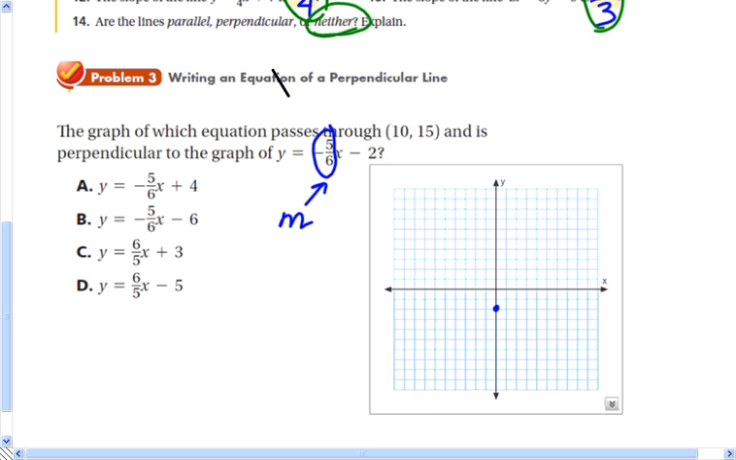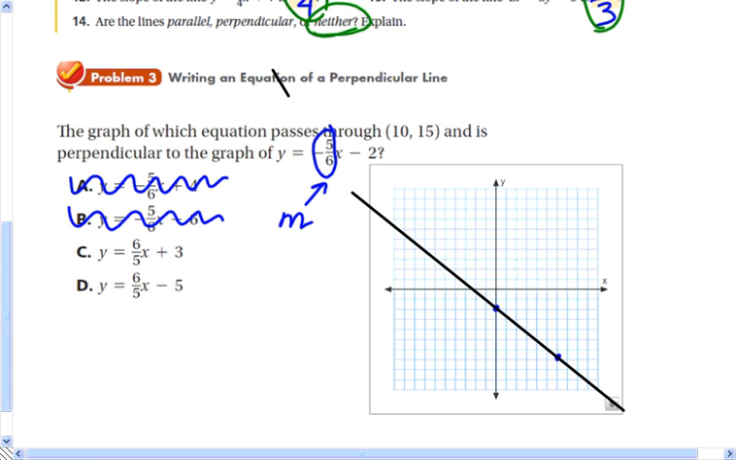A slope of -5/6 means I'm going down 5 for every 6 I go over. That would put me like there. So I drew a line through something like that. All right, now which of these could be perpendicular to that? Well, if they have the same slope, they're parallel. So we can cross out these two that have the same slope. And so it's either C or D, and we just have to figure out which one goes through the point 10, 15.